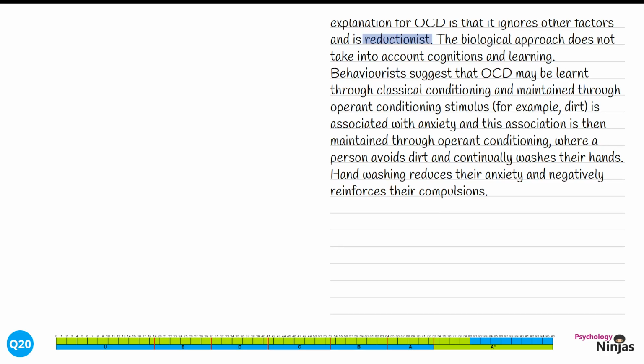We've talked about key terminology within the behaviourist approach. Not only have we identified theories through classical and operant conditioning, we've explained these specifically for OCD, that dirt is associated with anxiety and is maintained by avoiding dirt and washing our hands. The hand washing is a negative reinforcement in order to continue those compulsions. We're then going to give a counter-argument.